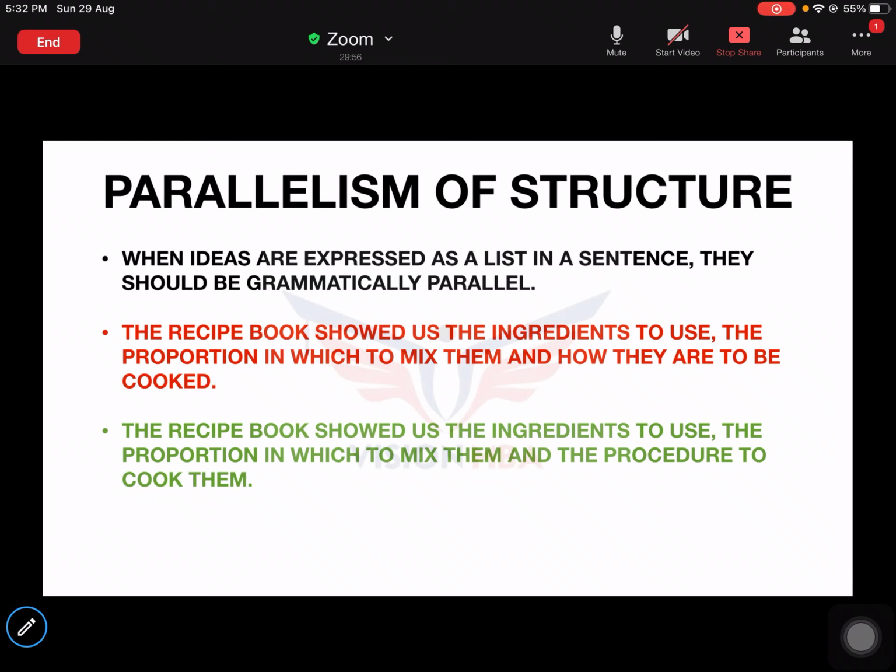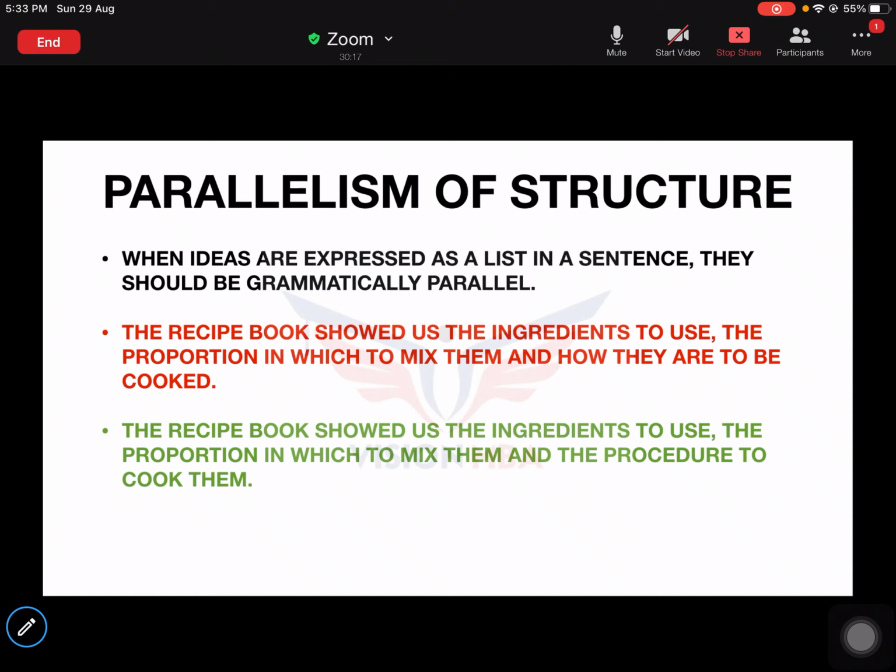Now, parallelism of structure. When ideas are expressed as a list in a sentence, they should be grammatically parallel. What do you mean by grammatically parallel? Basically, they should be following the same pattern. That is what parallelism is. What do you mean by parallel? Two equal lines, opposite, equal and opposite lines going in one direction.